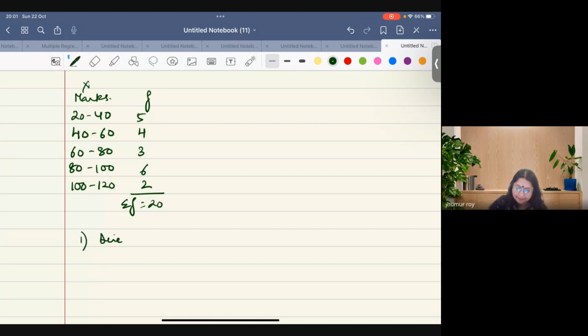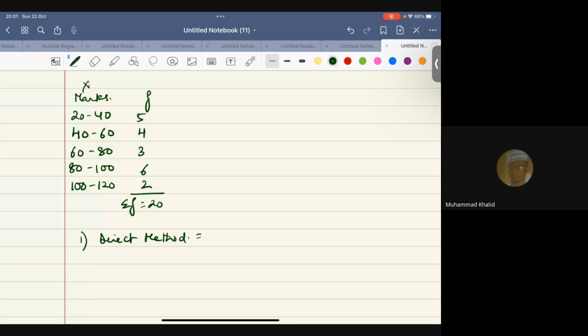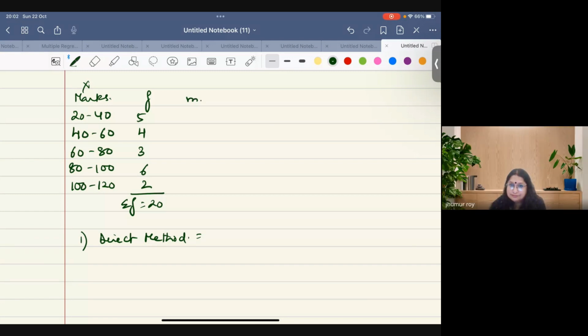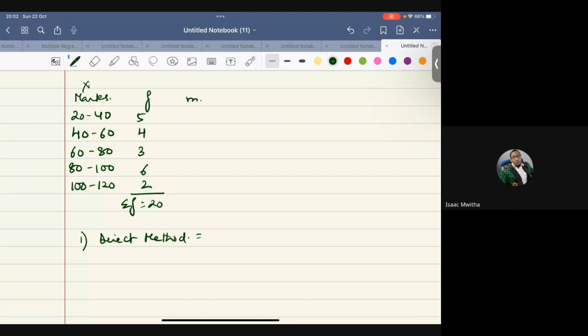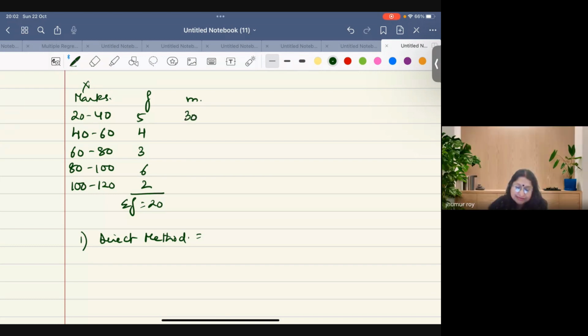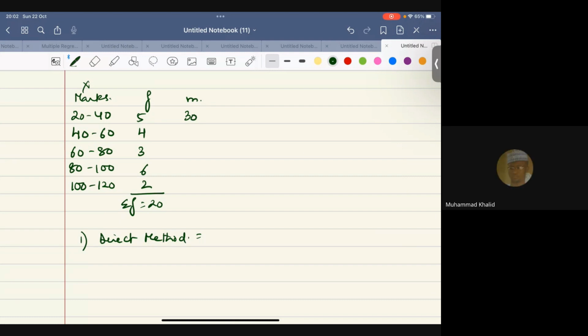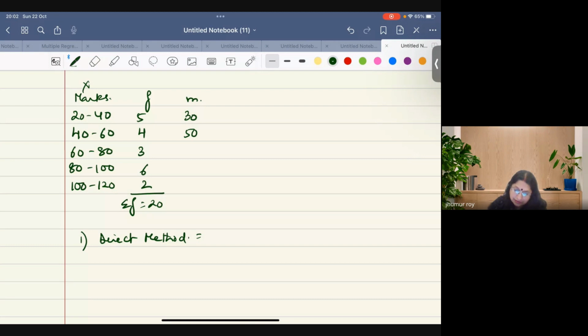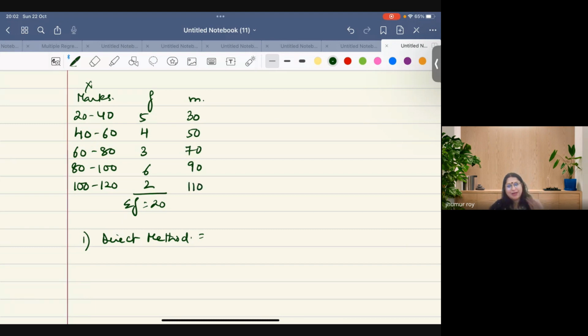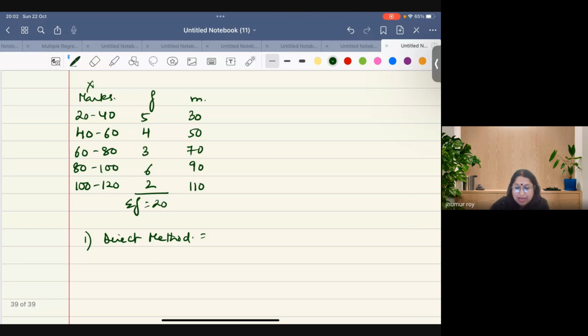After that, first in the direct method, what will we do? We will calculate the mid value. What is the mid value? 20 plus 40 divided by 2, 30. Next will be 40 plus 60 divided by 2, 50. Then 70, then you have 90 and 110. See, all the values will increase by 20 units because your class interval is 20: 30, 50, 70, 90, 110.